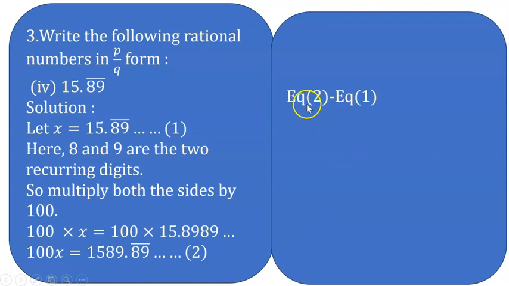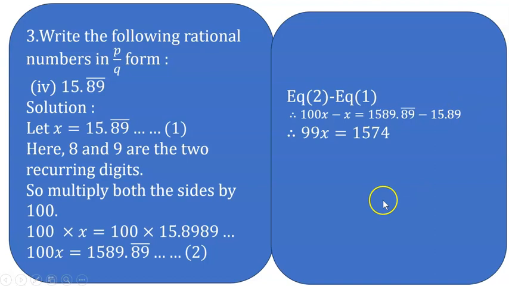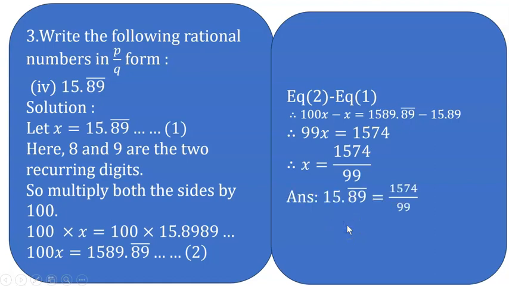Again same thing here, equation 2 minus equation 1, 100x minus x. Okay, then you will get here 99x, and 1589.89 with a bar minus 15.89 with a bar, then you will get here 1574. Okay, and therefore x is equal to 1574 upon 99, and hence the answer is 15.89 with a bar is equal to 1574 upon 99.